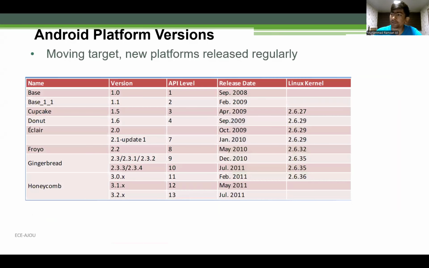If you look at the next slide, it is a moving target, with new platforms released regularly. Nowadays the Android platform has variants, and it keeps moving day by day, and every month or annually they update their platform. There are multiple Android platforms, and they are regularly improving their efficiency and upgrading. So time to time, users become aware of them and try to use them in a better way.